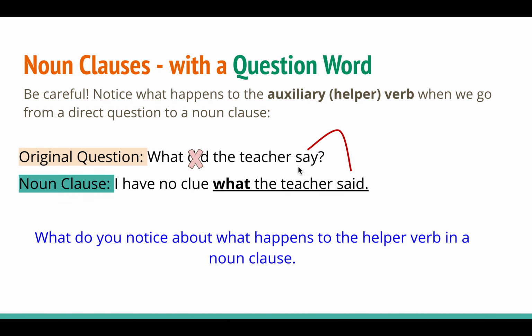Now notice that the main verb here changes from verb base to past simple. Why does that change to past simple? Well, that's because the helper verb that we took away, its verb tense needs to be taken so that we understand that this happened in the past tense. The teacher said something in the past. So be very careful with changing a direct question to a noun clause statement.